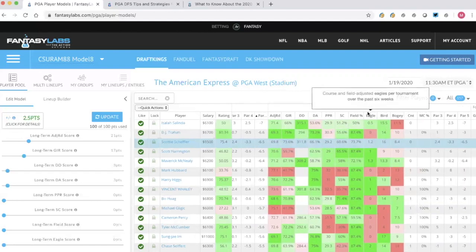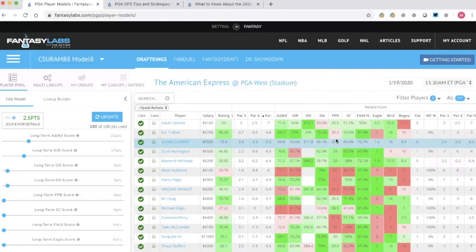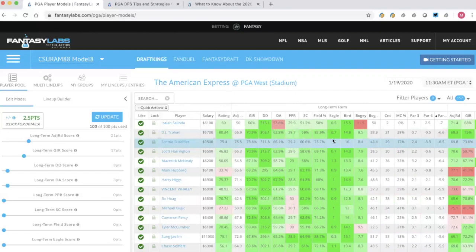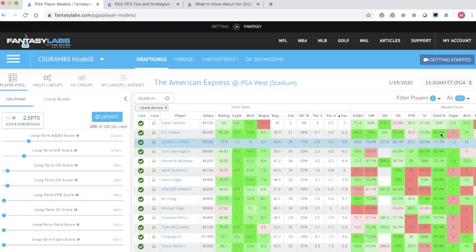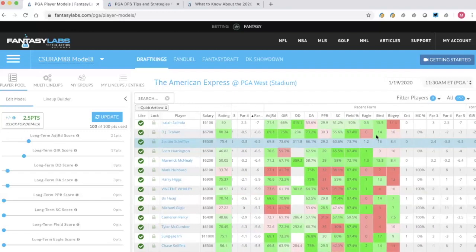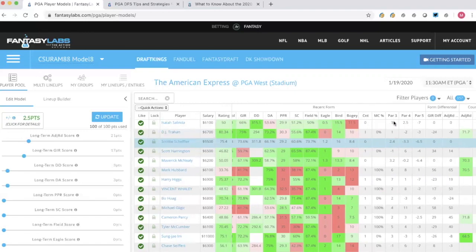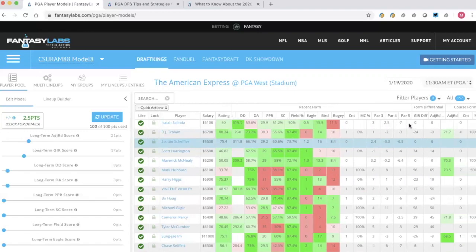Now, this is all going to be over the past 6 weeks. It's going to be all the same metrics we just talked about, but the time frame is going to be different. So instead of being long-term over 75 weeks, this is going to be just over 6 weeks. But again, we have a lot of the same metrics: adjusted round score, greens in regulation, driving distance, driving accuracy, putts per round, scrambling, field, eagle, birdie, bogey, and then again, the par 3, par 4, par 5 scoring.